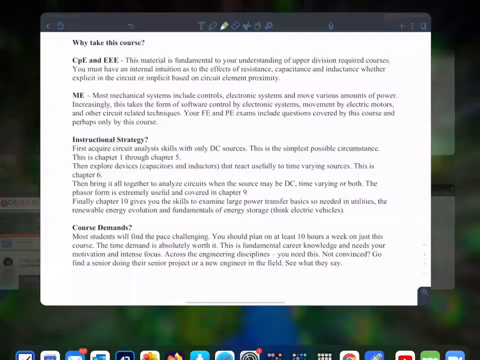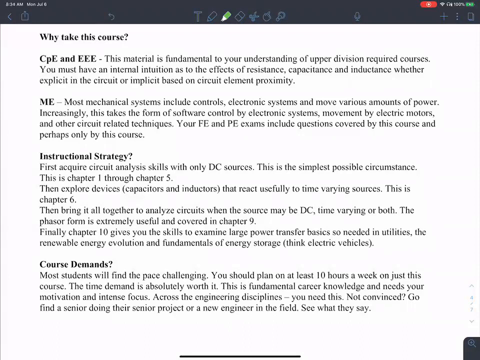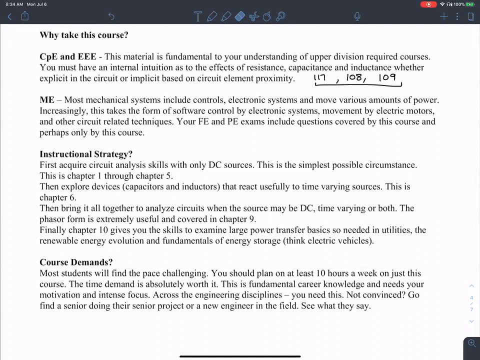All right. Let's see. So why take this course, CP and Triple E students? This is fundamental to your understanding of upper division required courses: 117 course, 108 course, 109 course. When you look at electronic components, like MOSFETs, bipolar junction transistors, diodes, and other electronic components, the knowledge and the analysis skills that you pick up here are going to be valuable for you to advance your knowledge in other upper division courses. Okay, so that's important. Most mechanical systems, so why is this important for mechanical engineers? Because most mechanical systems include controls, some kind of feedback.